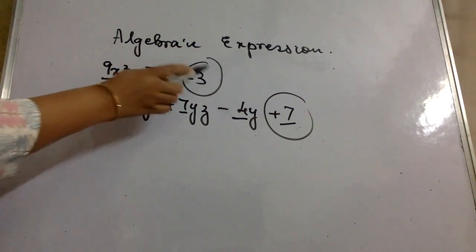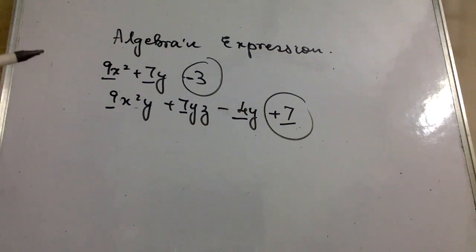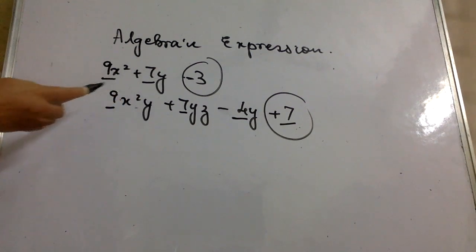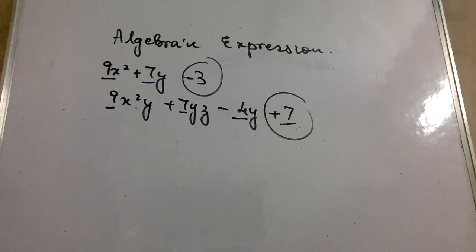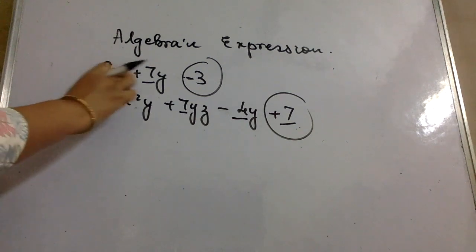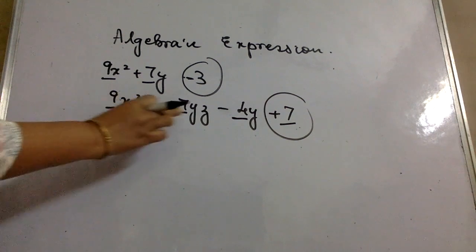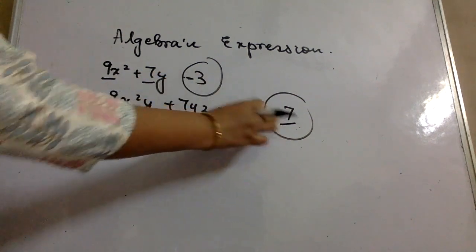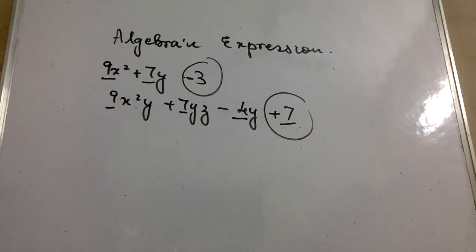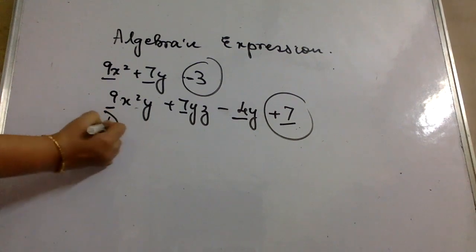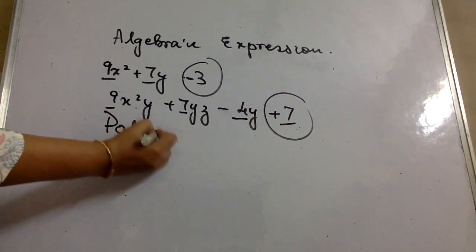The term which does not have a variable in it is called the constant term. These are the variables, x square, y. So the variables will be x and y here, and here the variables are x, y and z, and these are the constant terms. Now this is an expression having 4 terms, and as you can see, this is an expression having 3 terms. Now let us see what a polynomial is.